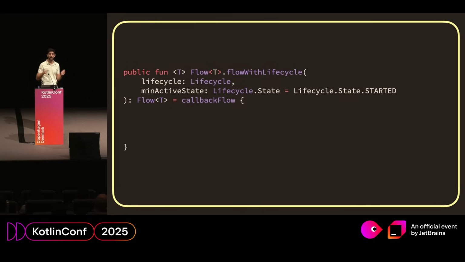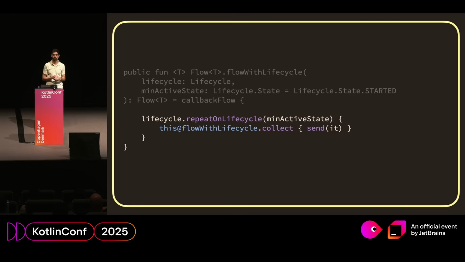And then lastly, how are we using flow with lifecycle, right? How are we using callbackFlow inside this function? Normally, we call callbackFlow straight away. And here we can do repeatOnLifecycle, right? We already have the restarting behavior that we wanted. So we are going to use that functionality that has already been created with the minActiveState that we are passing as a parameter.